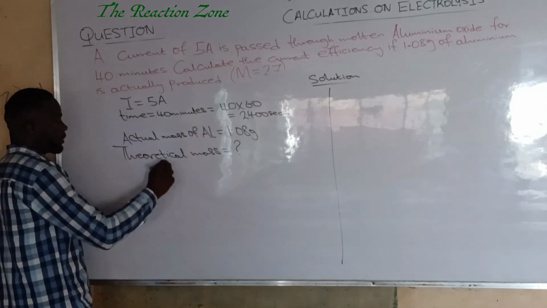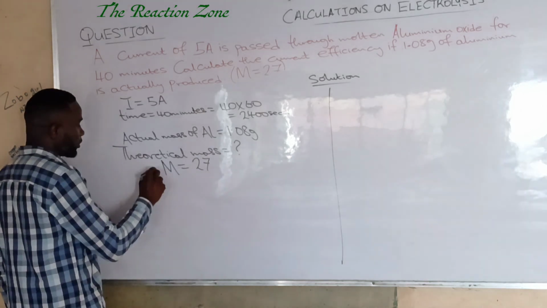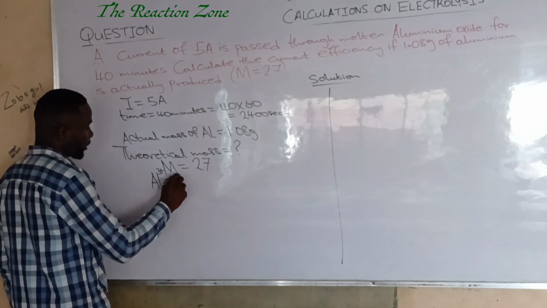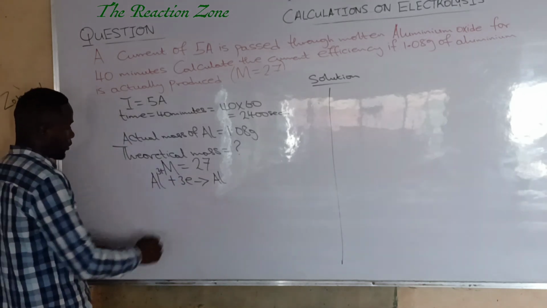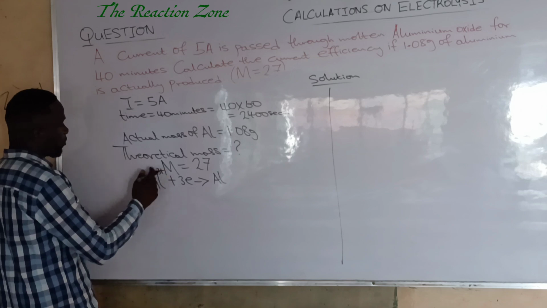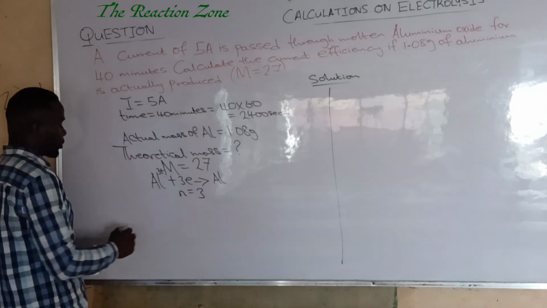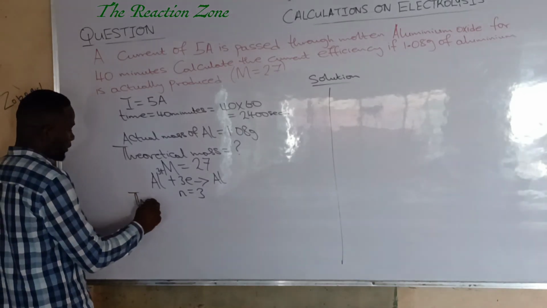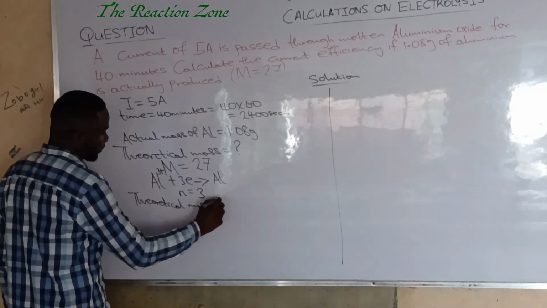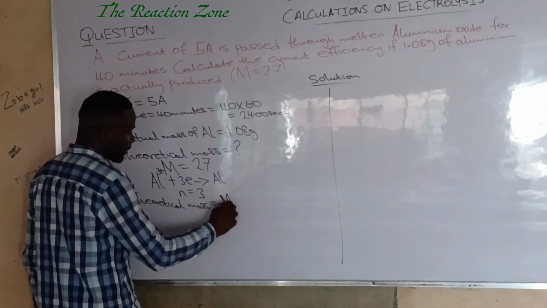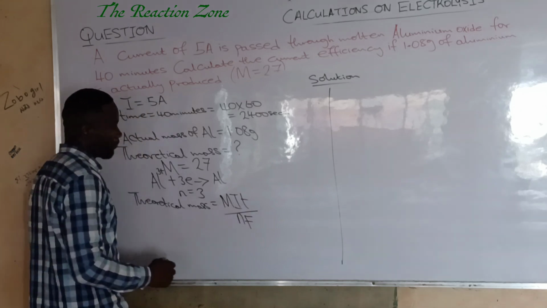Now, the atomic mass of aluminium is 27. We know that aluminium ion is trivalent positive, so it is going to accept 3 electrons to give us aluminium. So, since the charge on aluminium ion is +3, it means that the value of n is 3. So, the theoretical mass is simply going to be MIt divided by nF.